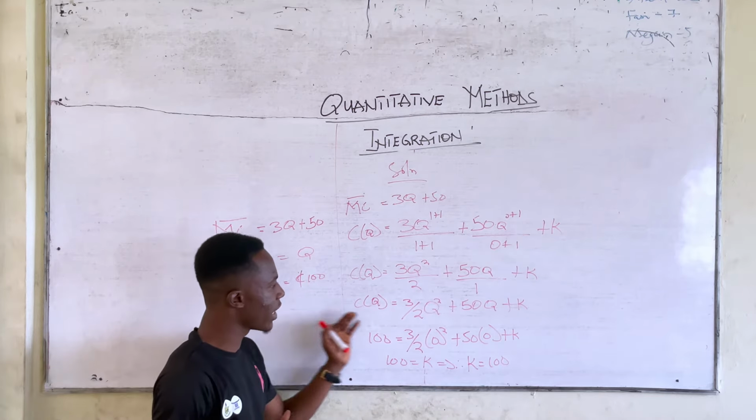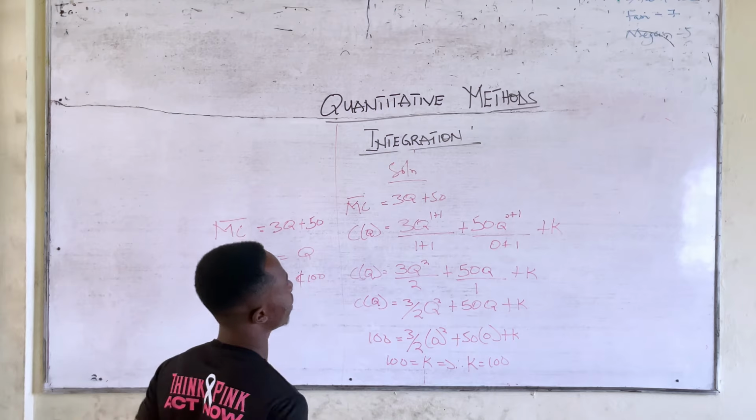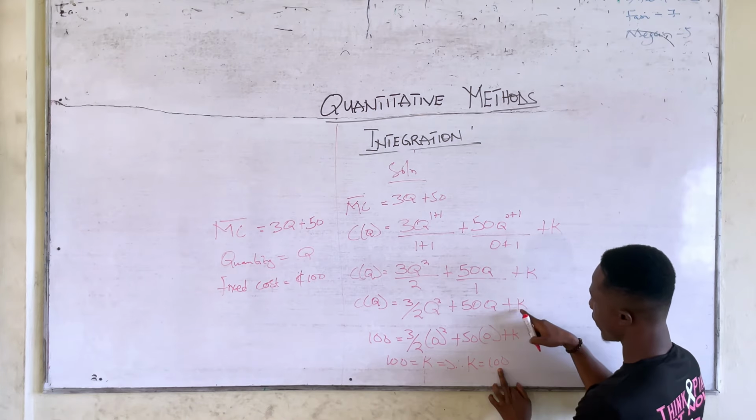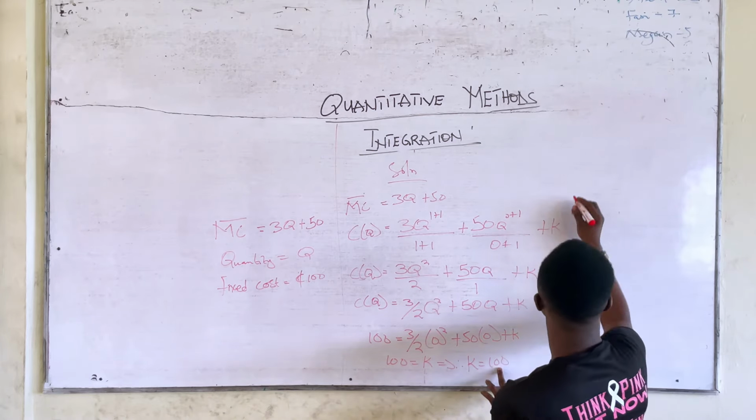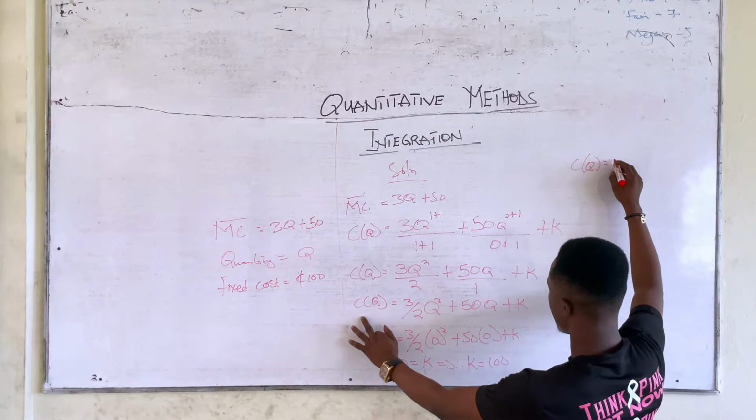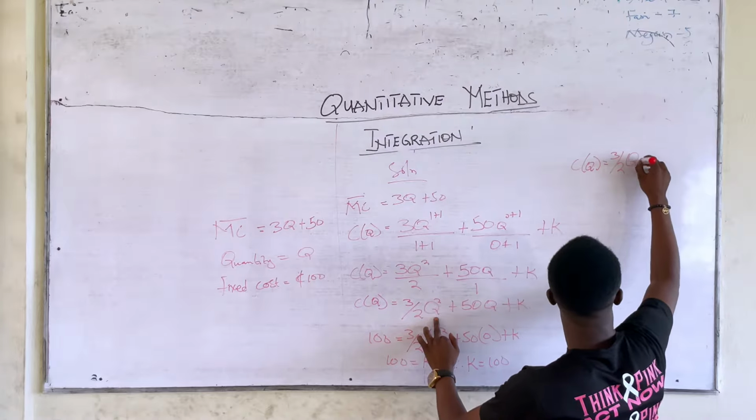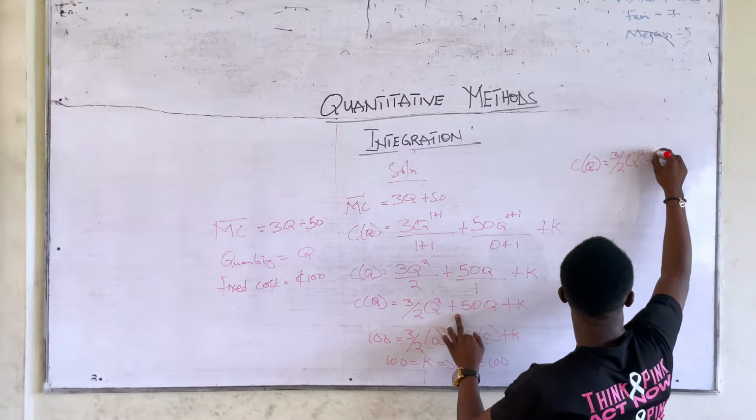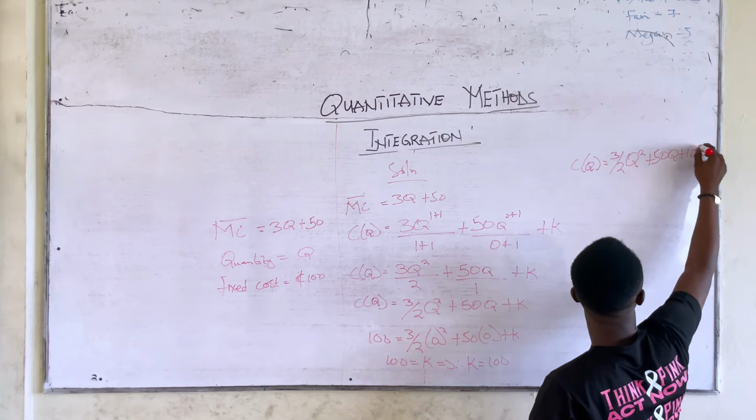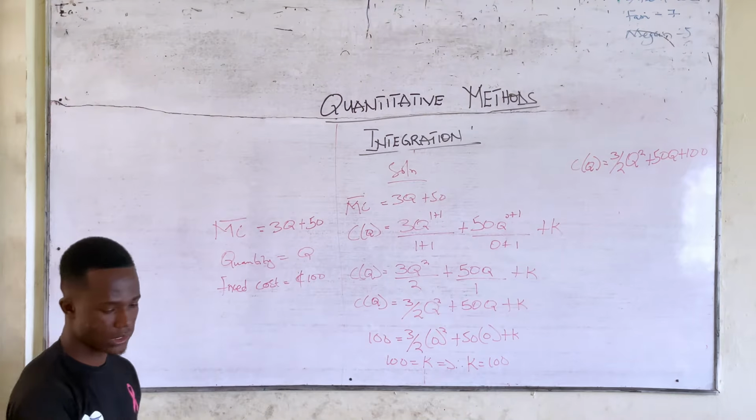So here we were not given any quantity, that is why it is 0. And so now our cost function becomes, we are bringing k, which is 100 here. So we say our C of Q is equal to 3 on 2 q squared plus 50q plus 100. That is k. So we are done. That is our cost function.